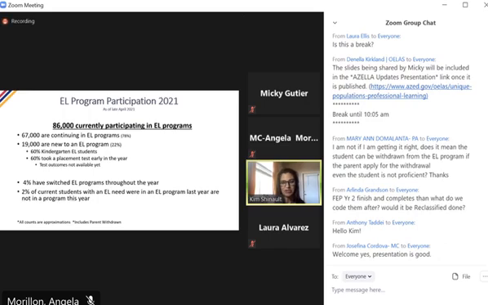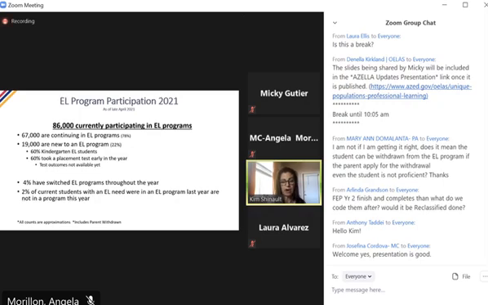Approximately 19,000 of these EL students are new this year, so that's about 22%. Of these new EL students, about 60% of them are kindergartners, and about 60% of them look like they have a placement test early in the year. I don't have any of the testing outcomes yet, but I can see that there was a test administration date. Just FYI, about 4% of these EL students have switched programs throughout the year, so there's a little bit of mobility in the programs.